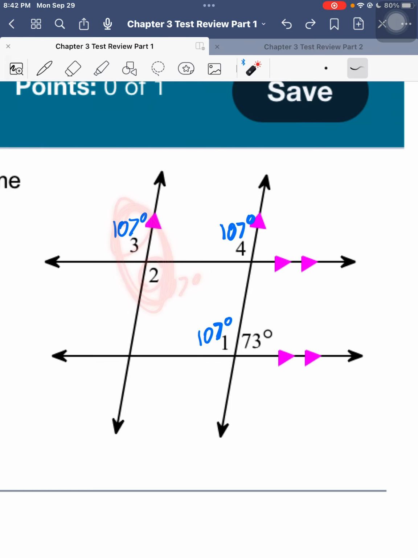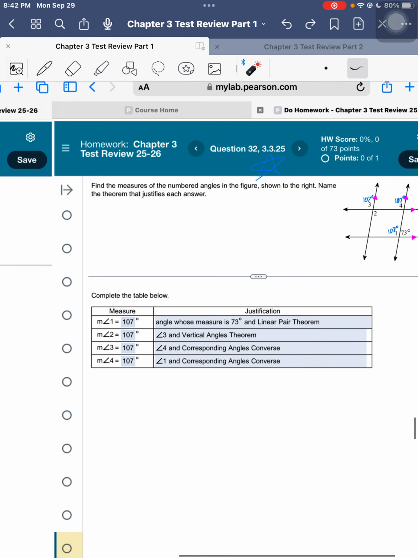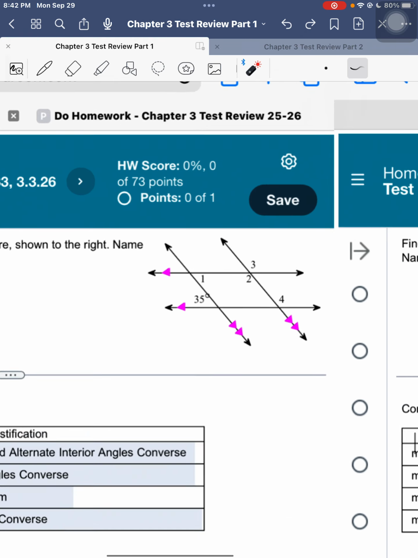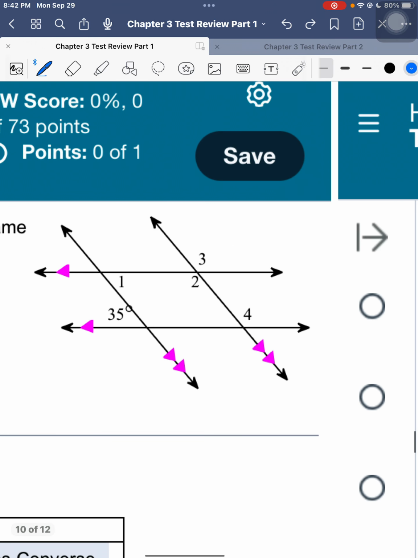Now, if angle 3 is 107, then what is angle 2? It is also 107. Why? Because of the vertical angles theorem. So that's pretty much what it says here, but we're going to go over it more later in class if you guys want.